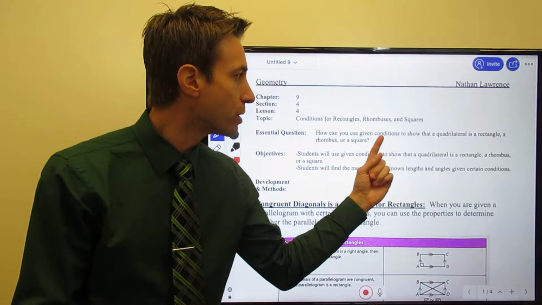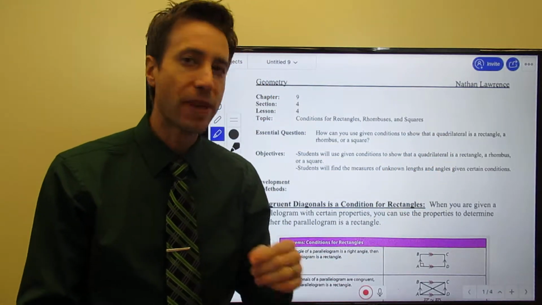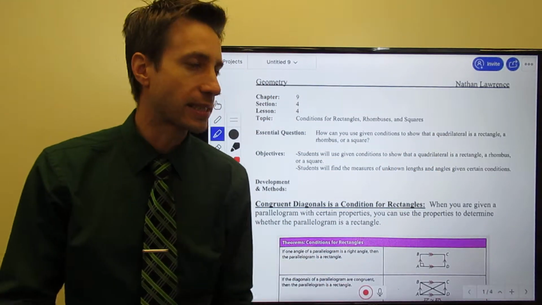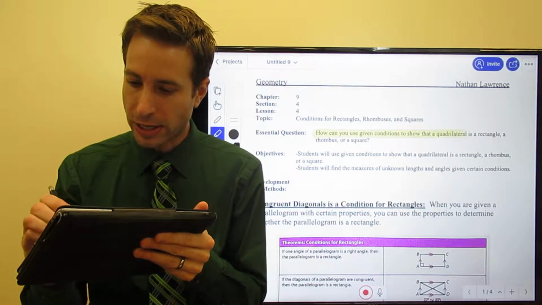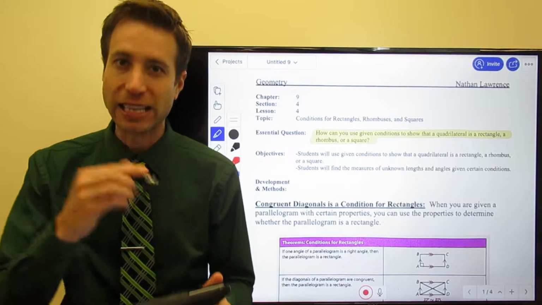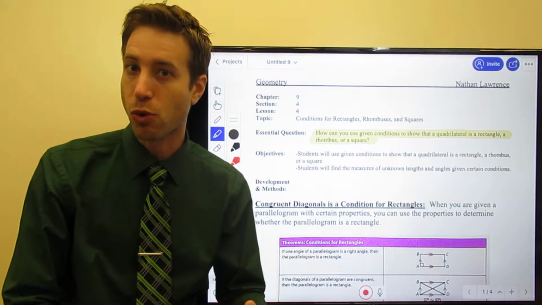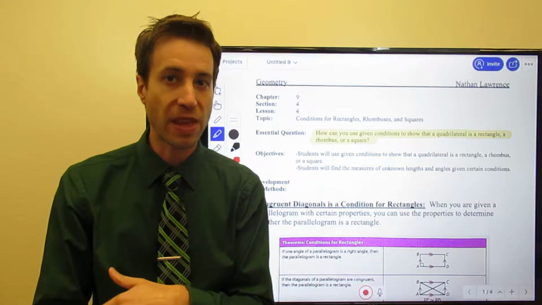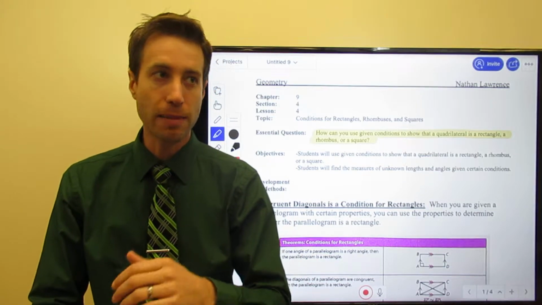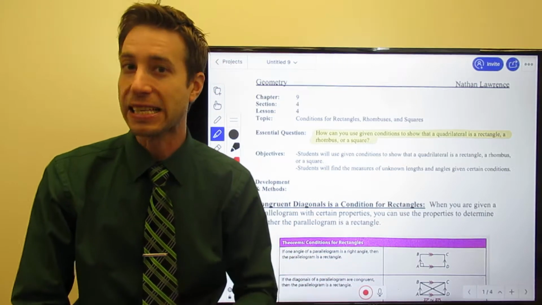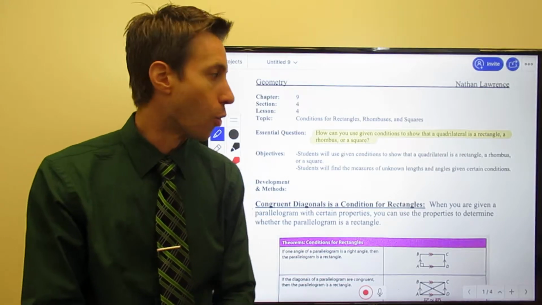You'll use the given conditions to show that a quadrilateral is either a rectangle, a rhombus, or a square. So that's what we want to do in this set of notes: use those properties of rectangles, rhombuses, and squares that we've already talked about, and use them to prove that a given diagram or figure is either a rectangle, a rhombus, or a square.